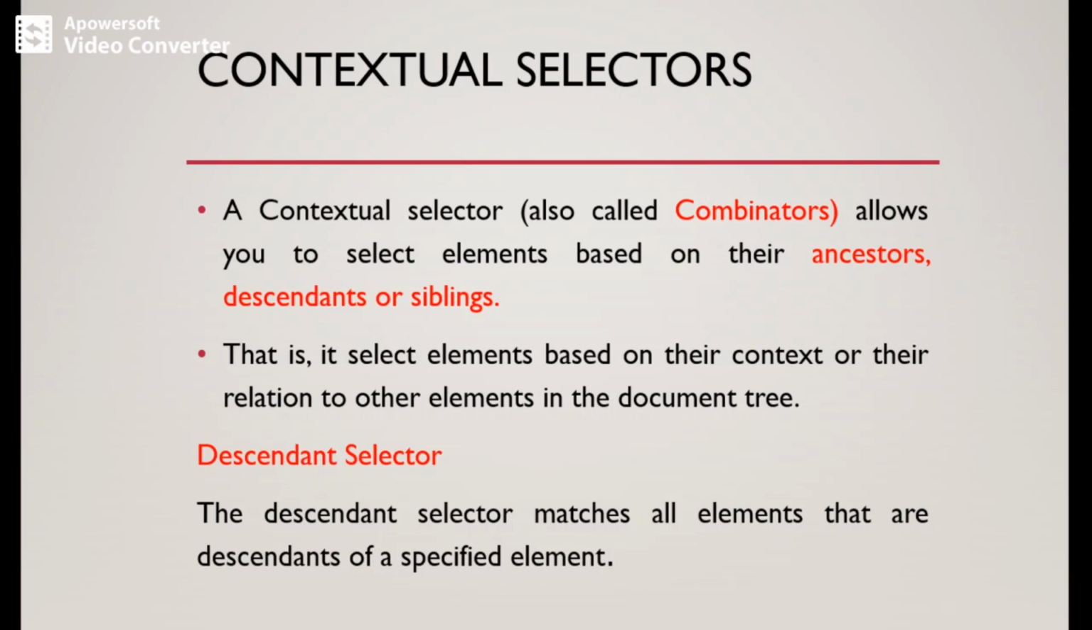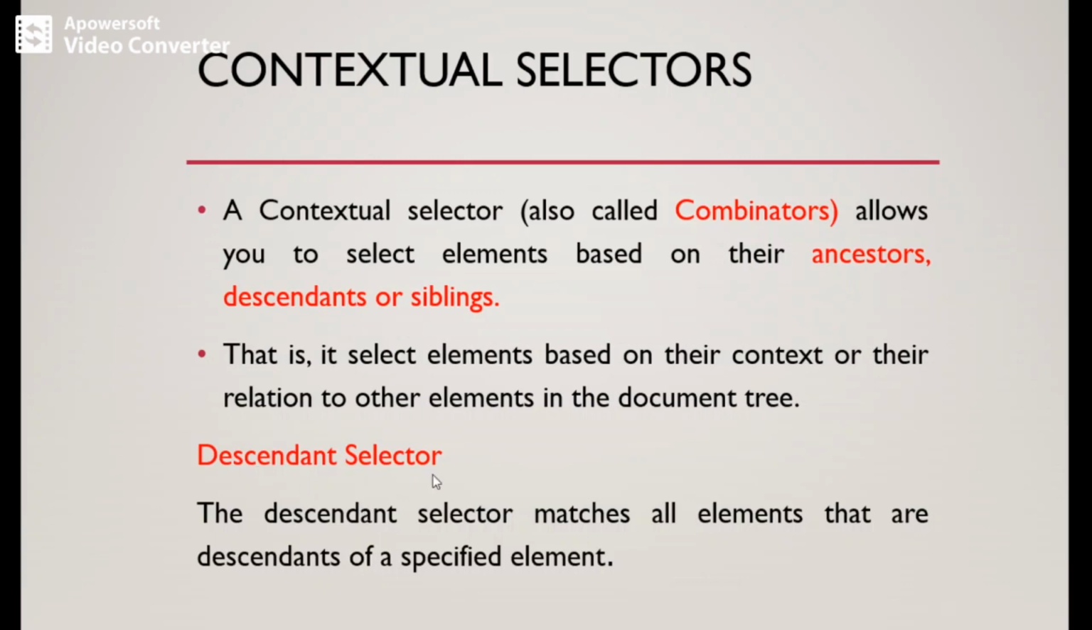Next, contextual selectors, also called combinators. You can select elements based on their ancestors, descendants or siblings. Okay, so it selects elements based on their context or their relation to other elements in the document.